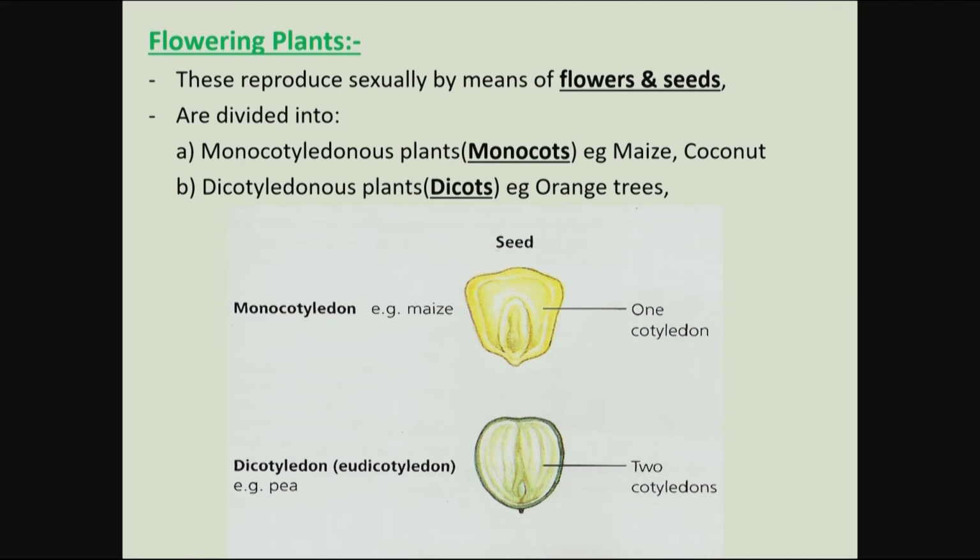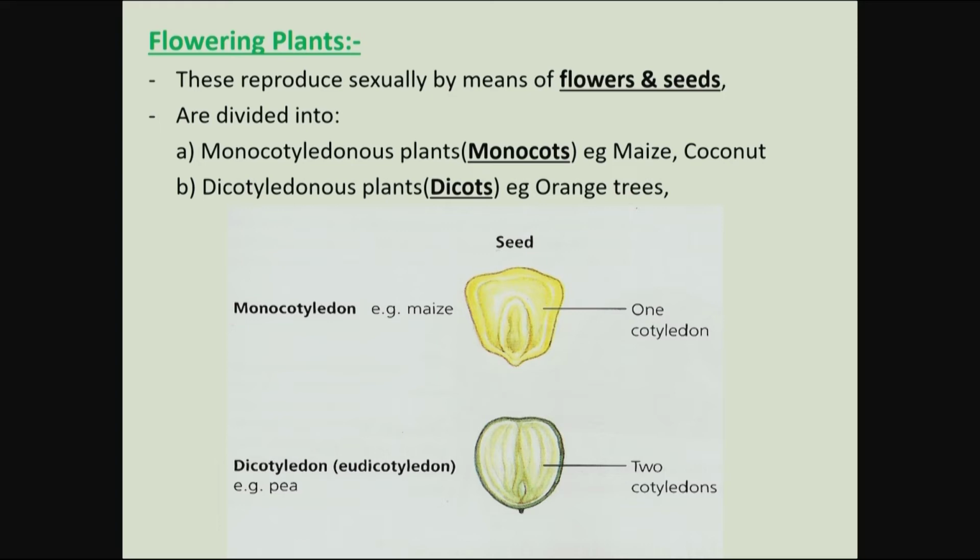Now, flowering plants. These plants reproduce sexually by means of seeds. You know the flowers on plants. The flower gets pollinated, and then fertilization happens. Then this particular flower dries up and ends up making a fruit, with the seeds inside.